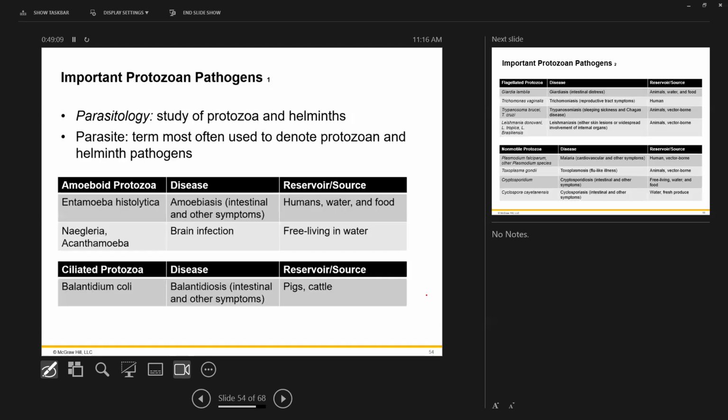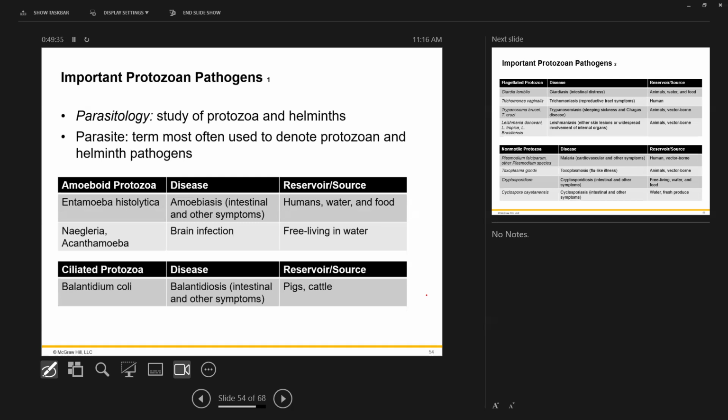I'm not going to talk too much about the structure of these guys. But they would fall into the realm of parasitology. Parasitology is the field that studies protozoa and parasitic helminths. So both of those. Parasite, we generally would use it to talk about protozoa and helminths, but it is also a term that can apply to anything that's causing harm to a host.